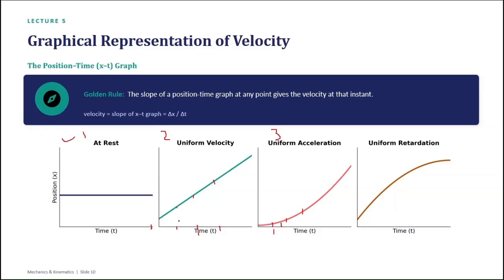In the previous graph, the velocity was not increasing. The velocity was the same because the same distance was covered in each interval of time. But here the velocity is increasing because the distance covered in each interval is increasing. So we can say that the body is accelerating. This is a graph of uniform acceleration.